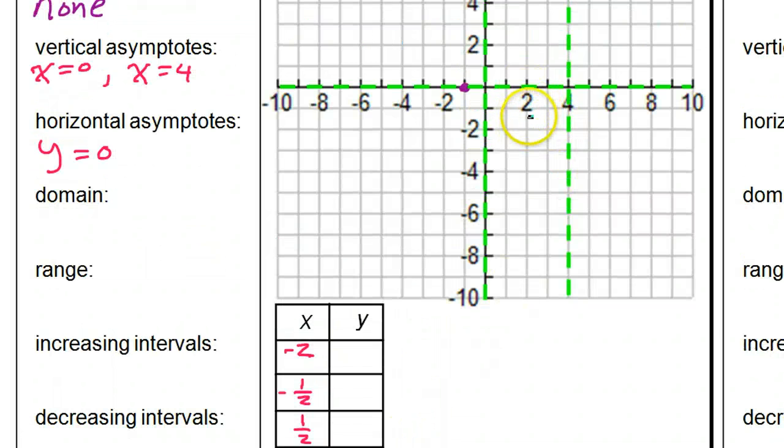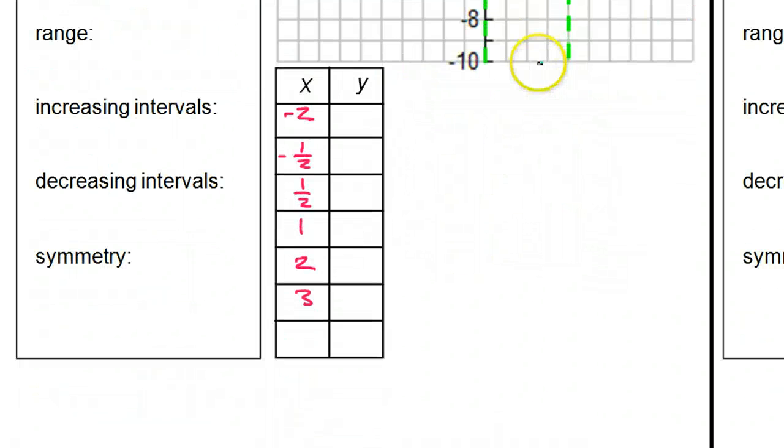Okay, we definitely had to do the 2. Gotta know what's happening in the middle. But let's also do this decimal just to the left. So let's do this, what's this? This is 2, so this will be 3.5. Okay, just to the left of that asymptote. So 3.5.